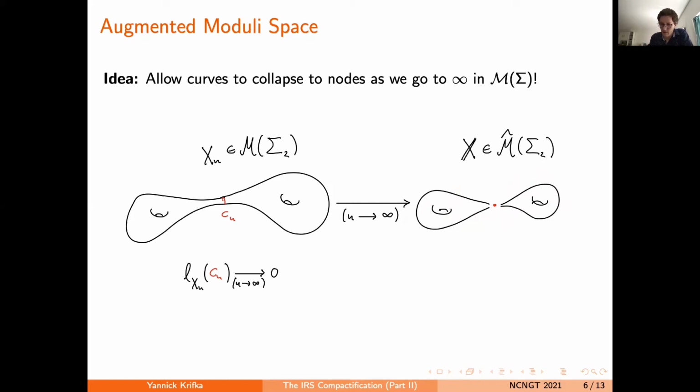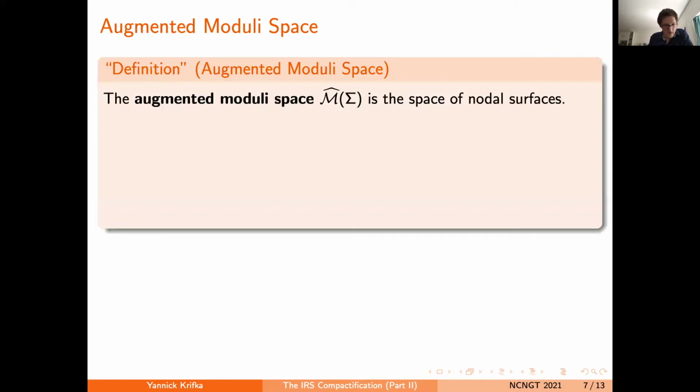Let me give you a mock definition of the augmented moduli space. So of course, there is more to say about this, but in favor of a brief exposition, I would just mention the parts that we need to know about. So the definition of the augmented moduli space for me is it's just the space of nodal surfaces.